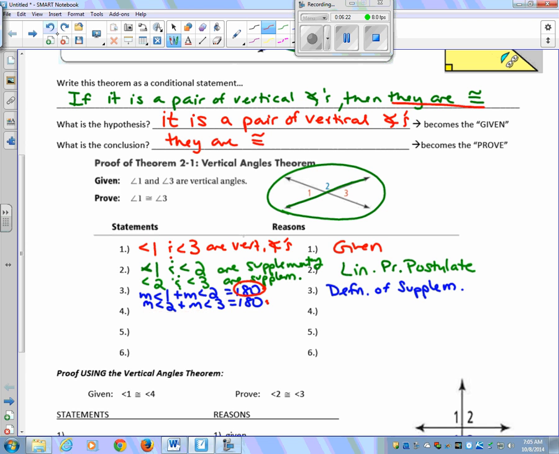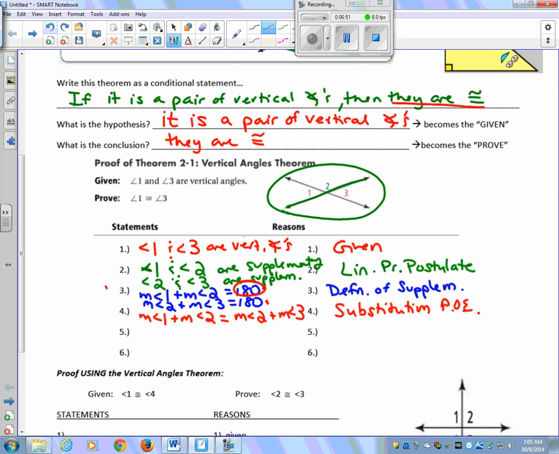I can take out the 180 from the first equation that I wrote, measure of angle 1 plus measure of angle 2 equals. Now instead of writing this 180, I'm going to replace it with what's equal to 180, which is the measure of angle 2 plus the measure of angle 3. This was that quick change, the substitution property. Took out one thing and replaced it with something equal to it.